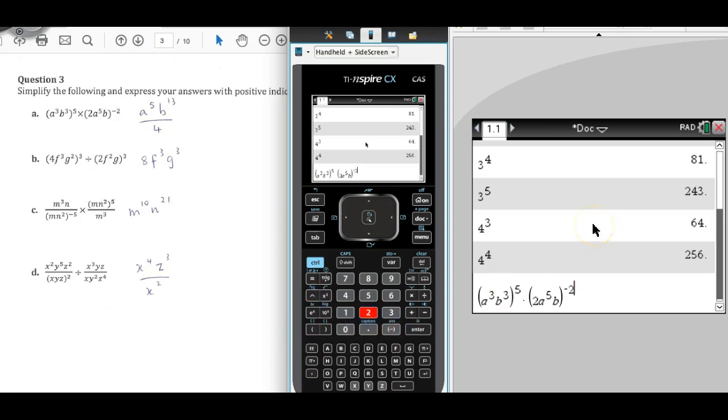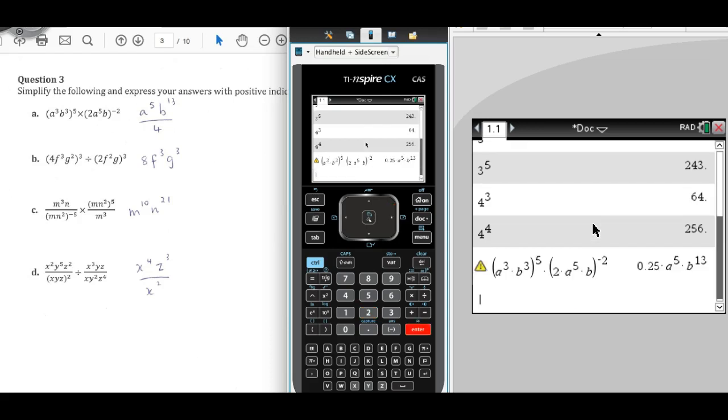Now before I press enter, I like to just make sure I've actually written it correctly, because you're going to trust what your calculator says, and if it's not written correctly, you're probably just going to believe it without it actually doing anything. Now we have an answer here, okay, that is 0.25 a^5 b^13. Now this is actually a quarter, and you shouldn't be writing your answer in this form. Okay, you should be writing it as 8f^3 g^3.